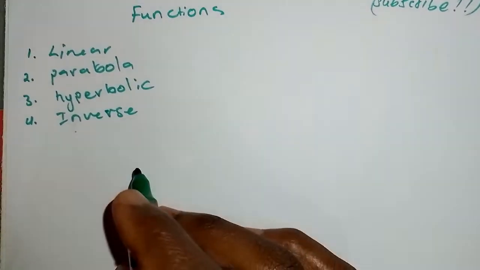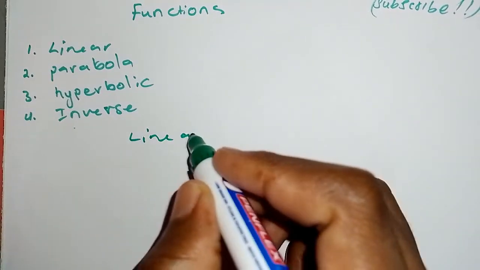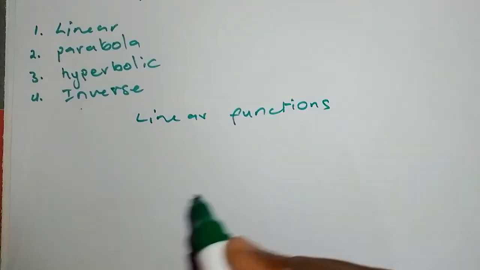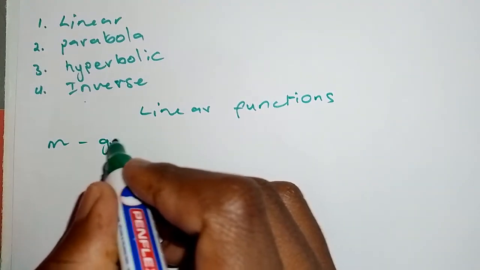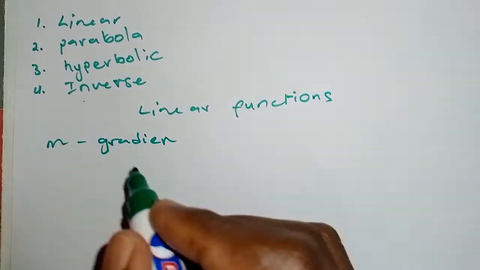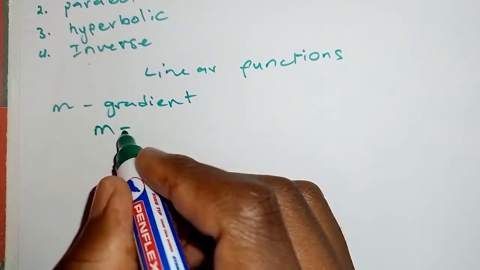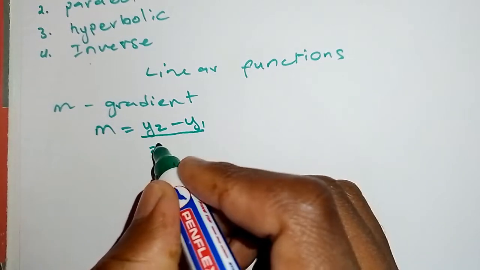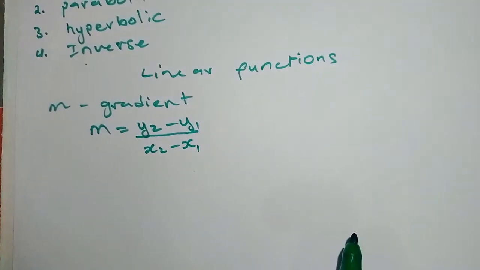Linear functions. What you need to know is this, m. What is your m? We call it your gradient, right? And remember, when calculating the gradient, you need to say m is equal to y2 subtract y1 all over x2 subtract x1. That is how you calculate your gradient.